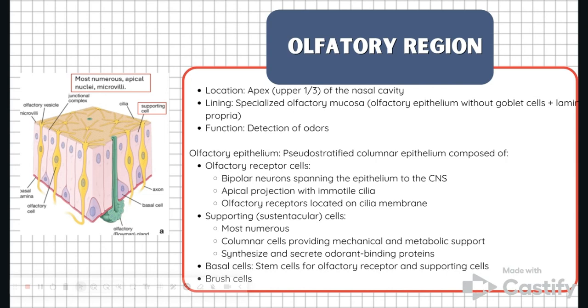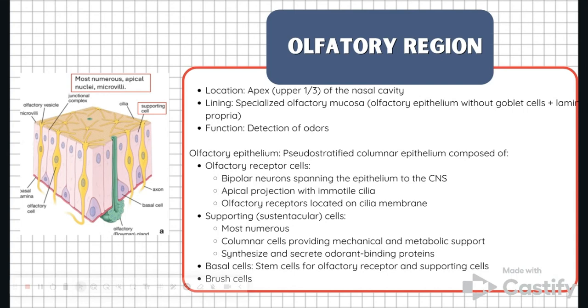And when you smell, this is a sensory thing. You're going to have something that is involved with sensing. So we're going to talk about that. The specialized olfactory mucosa is going to be olfactory epithelium without goblet cells, and lamina propria. The function: detection of odor. It's a pseudostratified columnar epithelium composed of olfactory receptor cells.